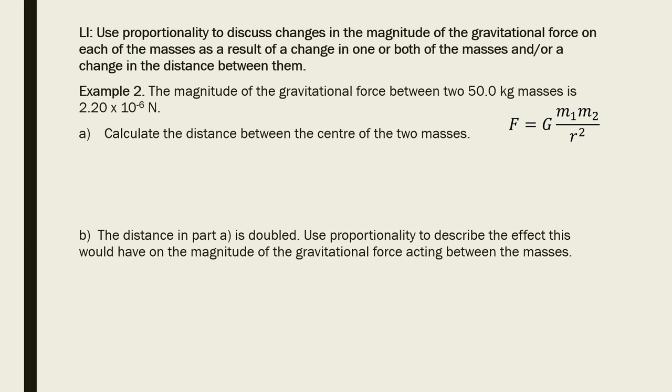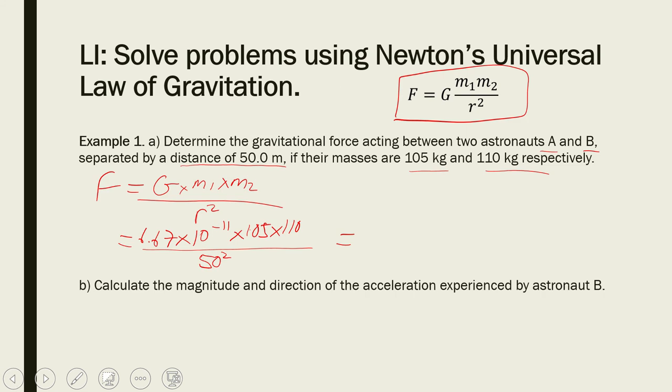And you type that into your calculator. You'll get, how many significant figures do we have? 3. So 3.08 times 10 to the minus 10 newtons.